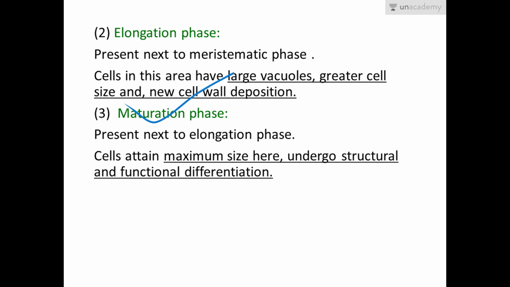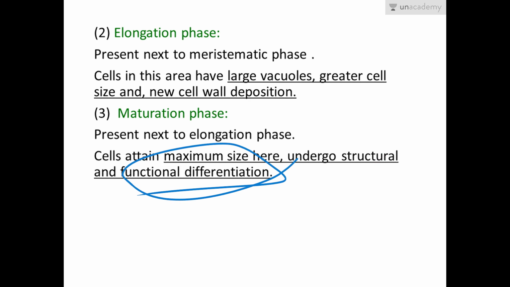In your maturation phase, the cells attain the maximum size. Like in the meristematic phase, they are very small. In the elongation phase, they come to a moderate size, and in the maturation phase, they grow to the maximum size, and they undergo structural and functional differentiation.